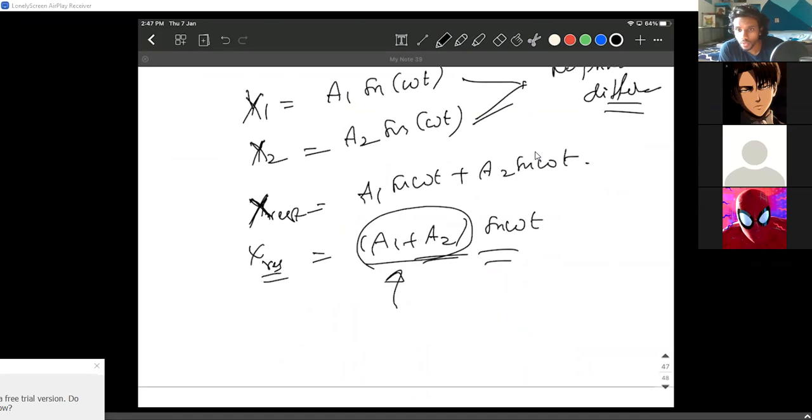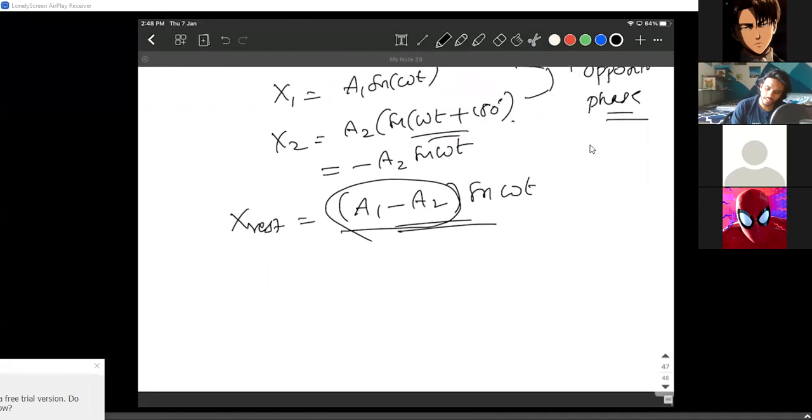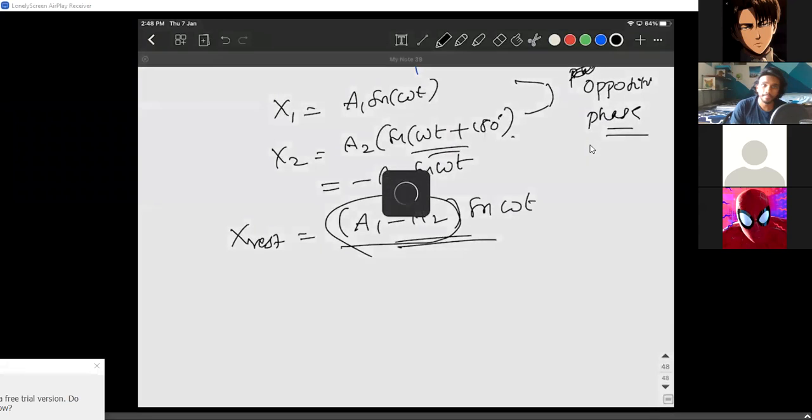I will give you today's notes. So what if the phase difference is not 0, not 180, but some random angle? What if it is 90 degrees? What if it is some random value? How do you do it now? This is where the problem is.